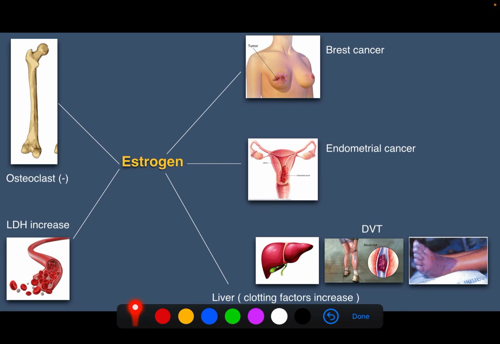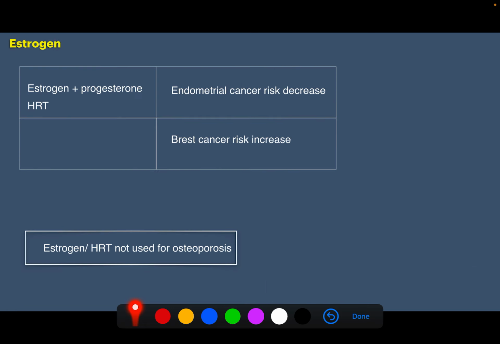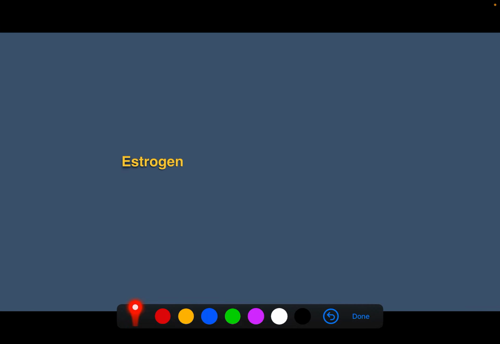Done. So now, is it really safe to give estrogen for osteoporosis when we have endometrial cancer and breast cancer risk? Obviously not. So what we did was we first combined estrogen with progesterone. Why? Because progesterone decreases endometrial cancer risk, but the breast cancer risk is still there, right?